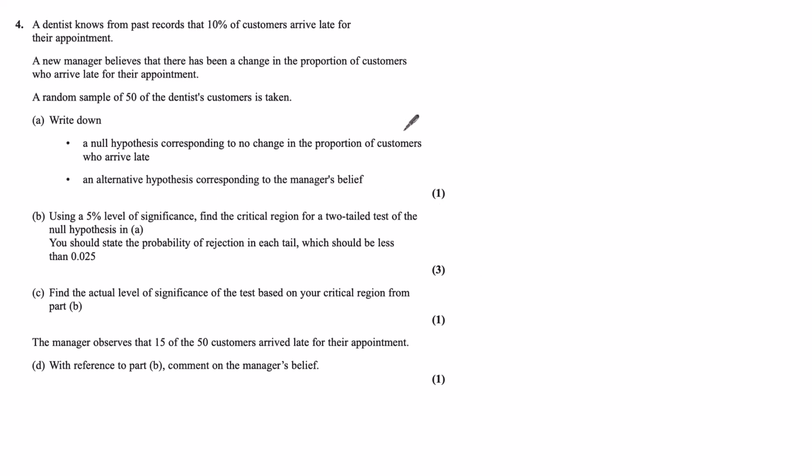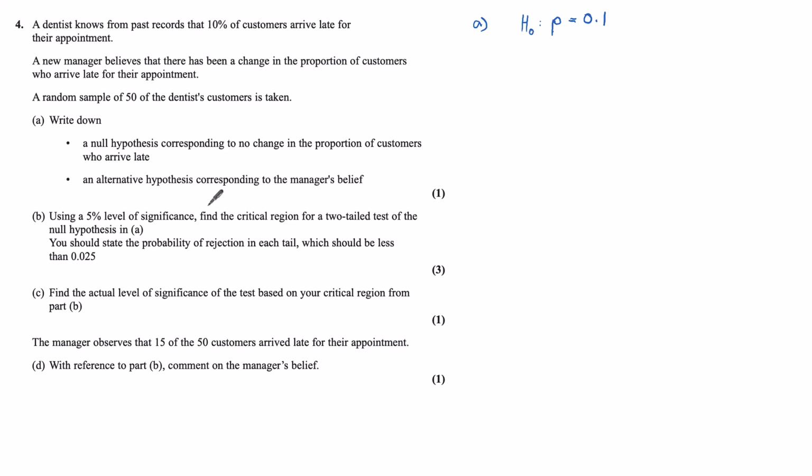So we're in the realm of hypothesis testing for this question. Now, with no change in the proportion of customers who arrive late, that's our given 10%. So our null hypothesis, which we typically note as H0, is that the probability of customers arriving late is 0.1. It's equivalent to 10%.